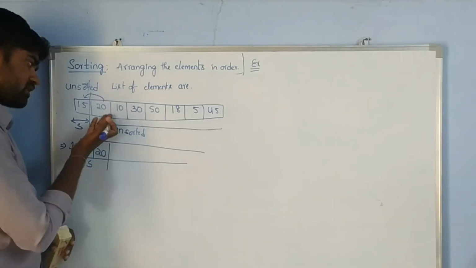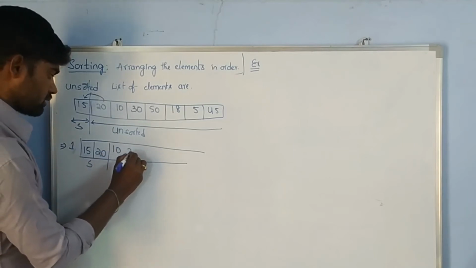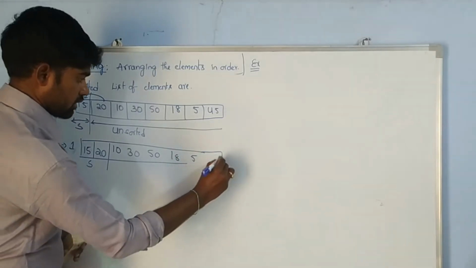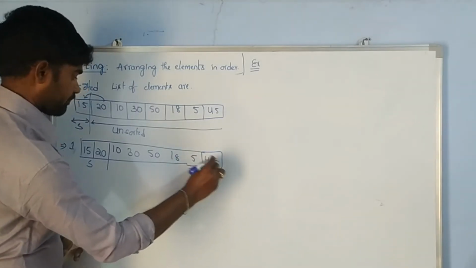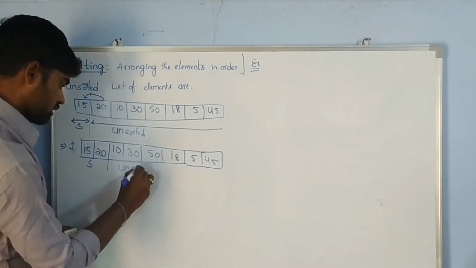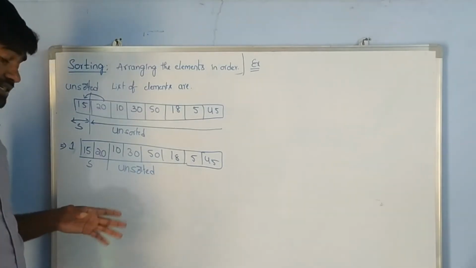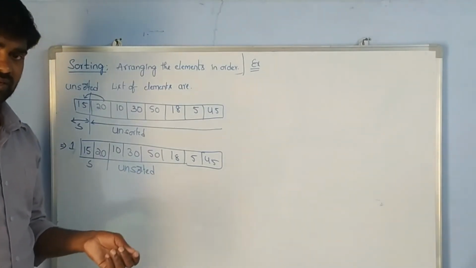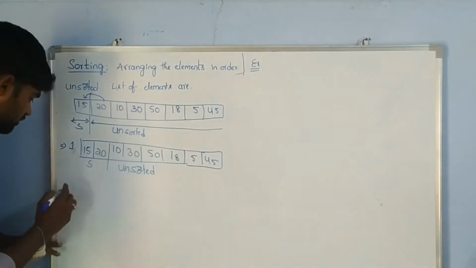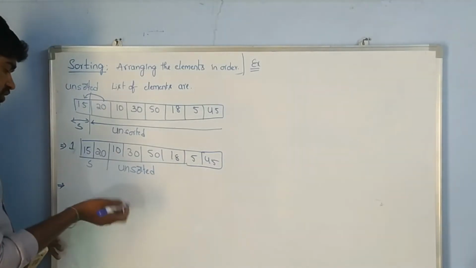After moving the first element from the unsorted portion to the sorted portion, the remaining elements are 10, 30, 50, 18, 5 and 45. Now these are in the unsorted portion. So again I am repeating: iteration is nothing but moving an element from the unsorted portion to the sorted portion. So iteration number 2 means we are performing a task.